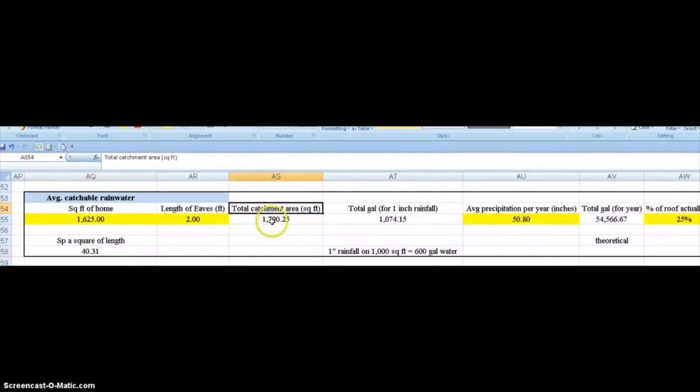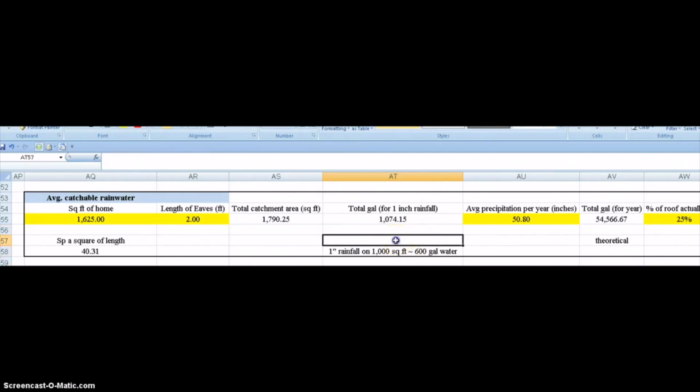So to get the total catchment area, I simply take 40.31 and add in the length of eaves to get 42.31. And then I simply square it and multiply it by itself. So that gives me a total catchment area of roughly 1,800 square feet. Now, this is a fact right here. 1 inch of rainfall on 1,000 square feet equals approximately 600 gallons of water. I think it's actually a little more than that, like 630 gallons or something.